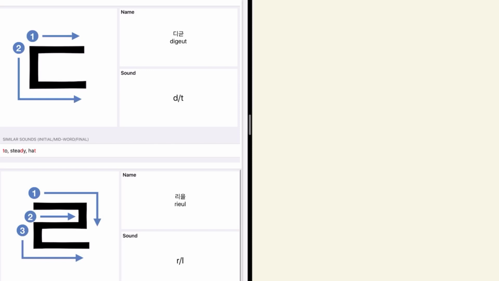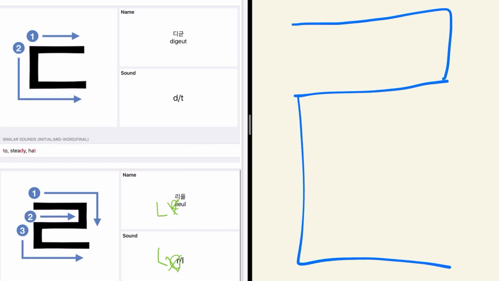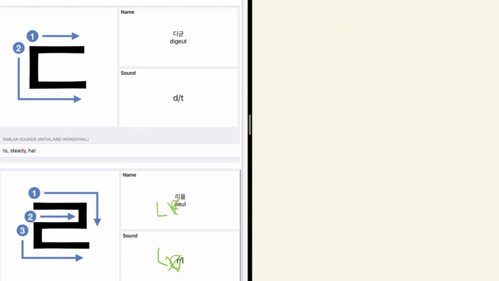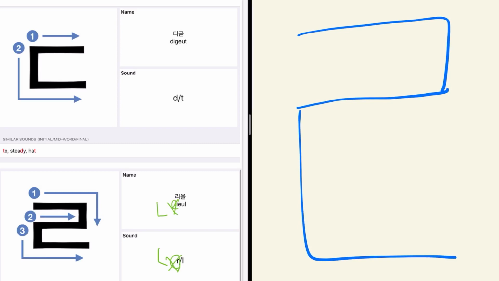Okay, the next one is 리을. But here, there is R actually, but you had better pronounce it like L. Okay, then I will 1, 2, 3. One more time. 1, 2, 3.